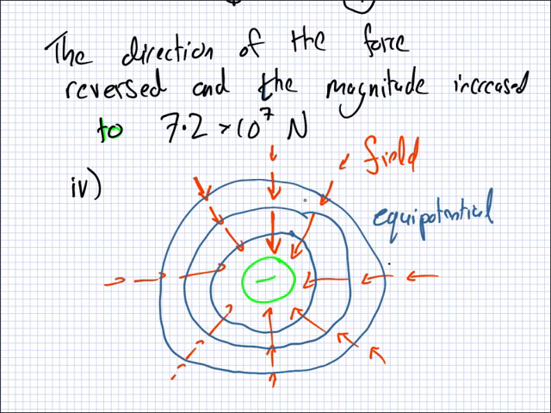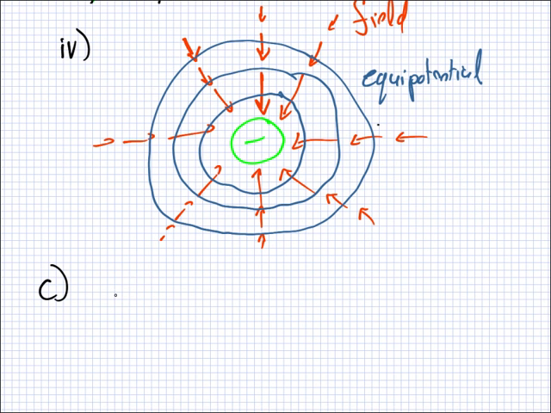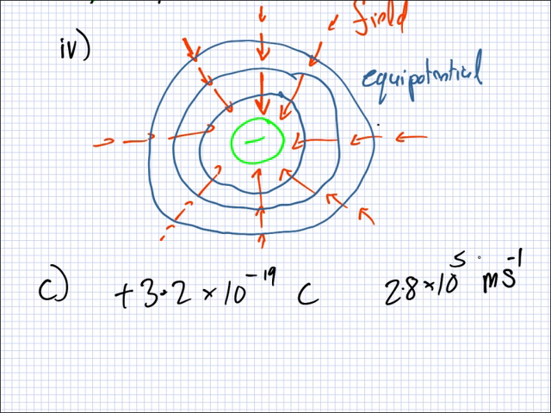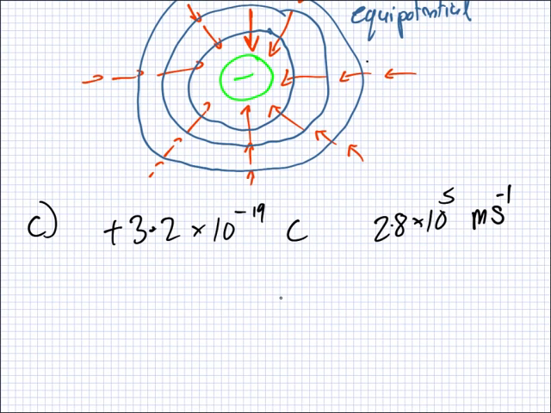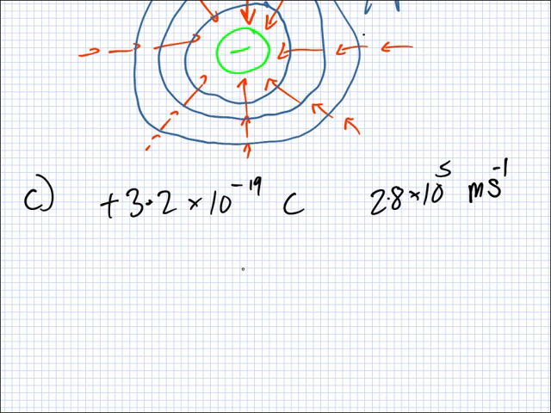Okay, what's next? C. A particle with a charge of positive 3.2 times 10 to the power of minus 19 coulomb is projected at 2.8 times 10 to the power of 5 meters per second. Meter per second. Yeah. Millis per second, I wouldn't even know what that is. Into a uniform magnetic field of 35 milli Tesla. The velocity of the particle is perpendicular to the magnetic field.